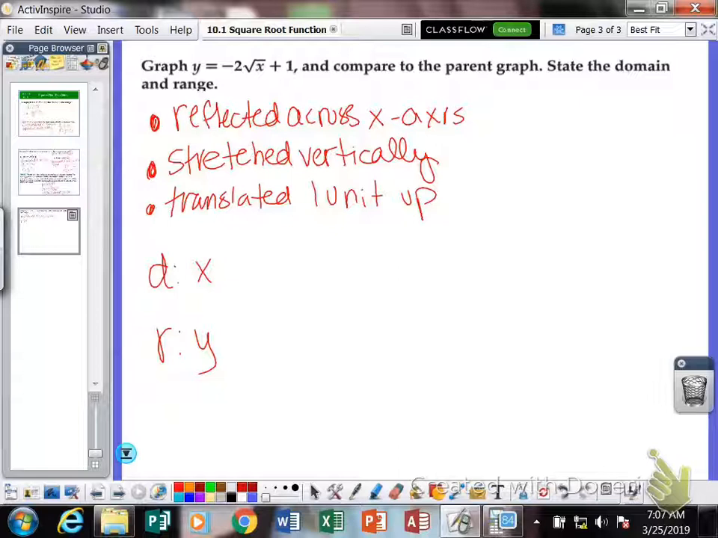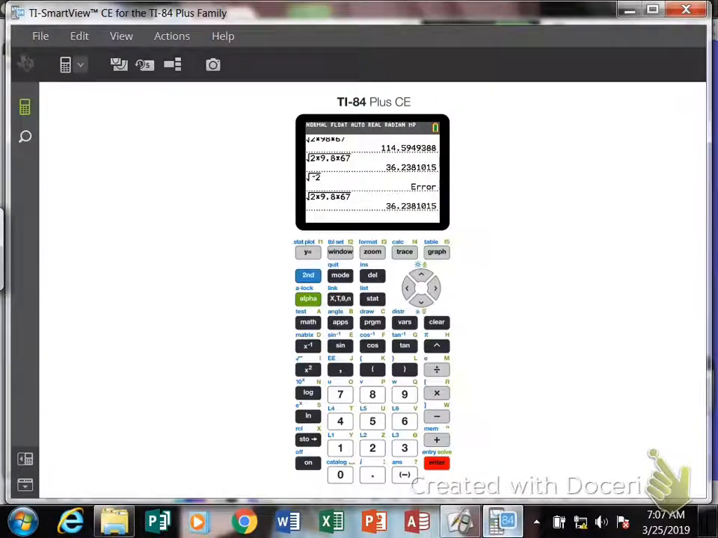Well, because of the reflection, I know it's going to be y is less than or equal to something, but I want to graph it just to be sure. So this was negative 2 second square root of x, arrow out, and this was, what was it? Plus 1. Plus 1. Go ahead and graph it. So there's the original, and there.